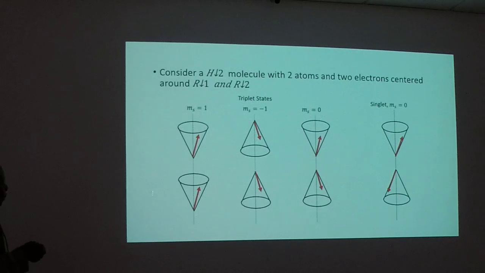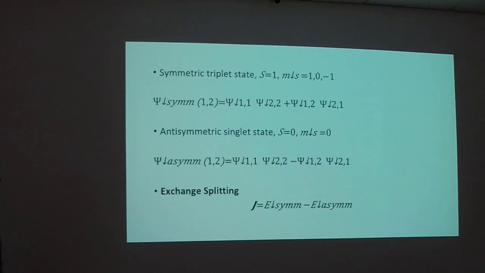And in the other case, the symmetric case, you have three additional possibilities: they both spin up, so you have a total of one, or they're both down, or one is up and one is down, but the orientation is in the same direction. So those are the possible spin interactions that you can have.